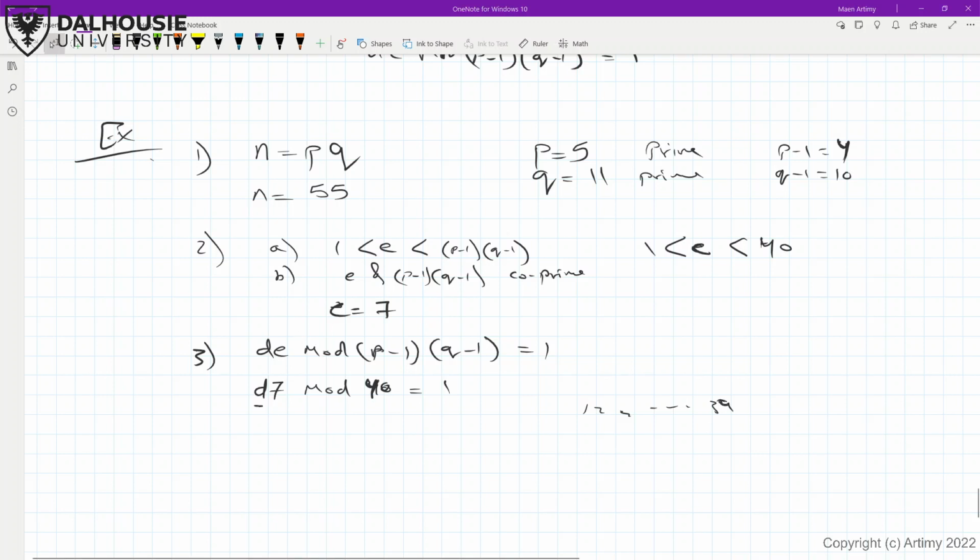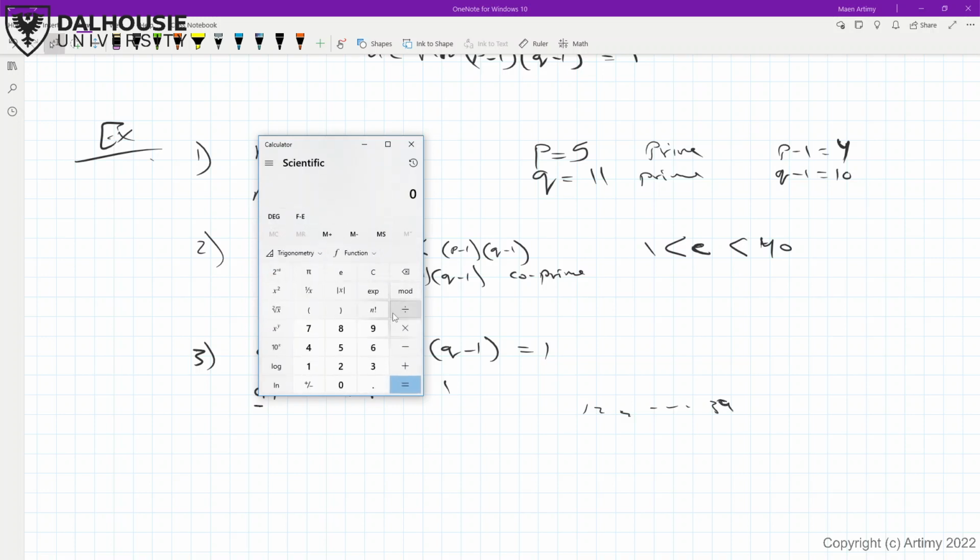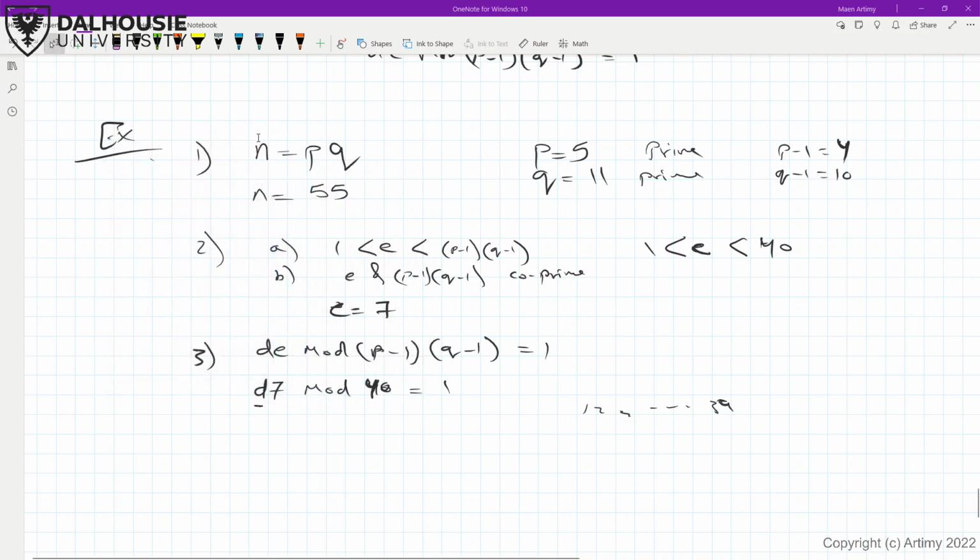Okay, as it turns out, the number 23 is the inverse of 7. All right, so if I multiply 23 by 7, I get 161, and with the modular operation, 23 multiplied by 7 mod 40, I get 1, right? So now D is 23.